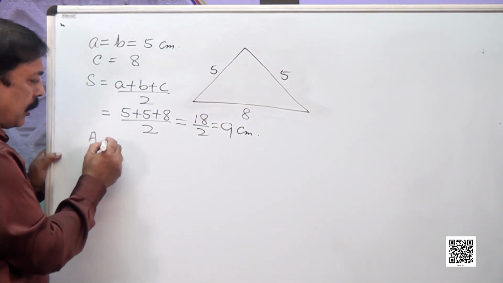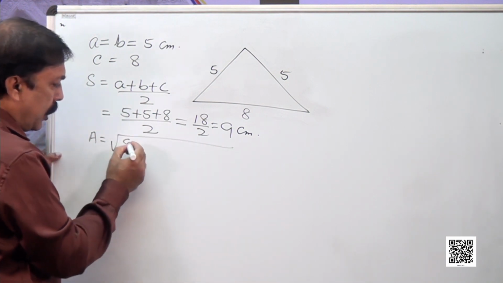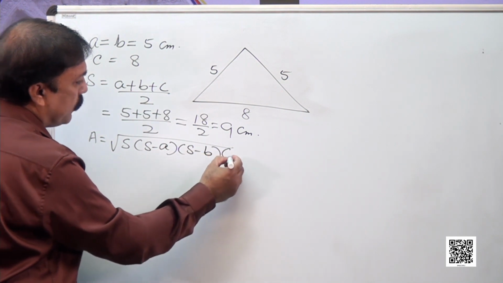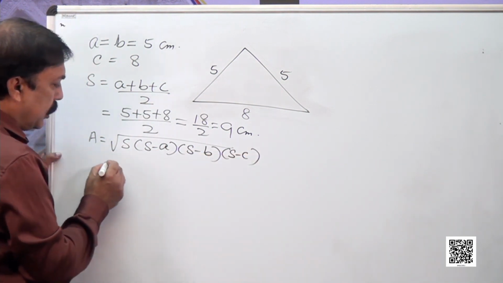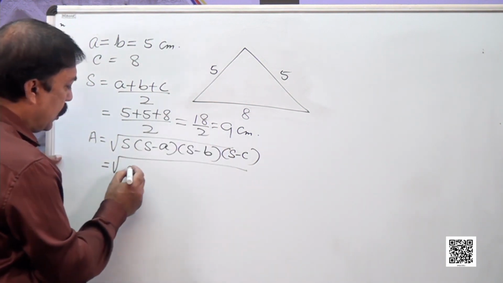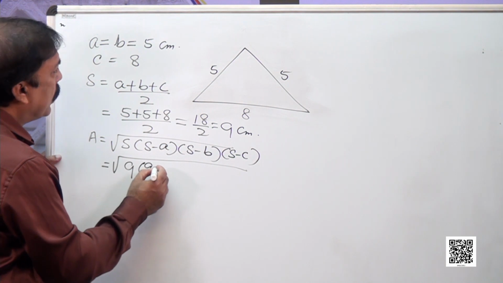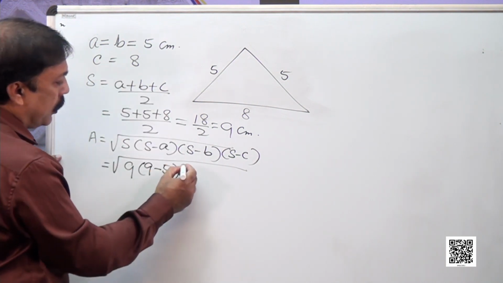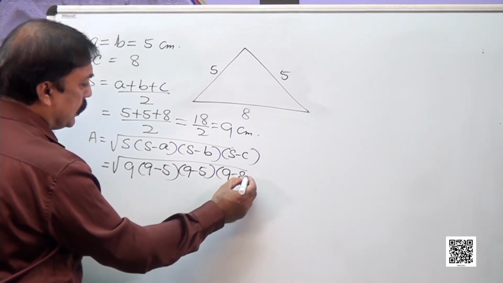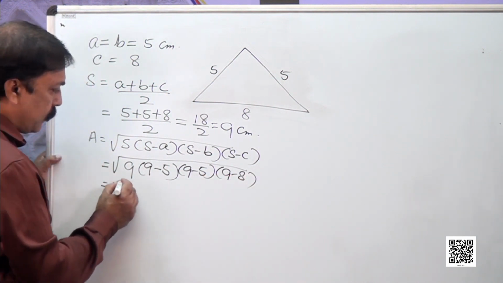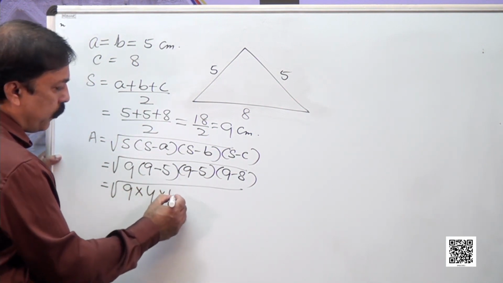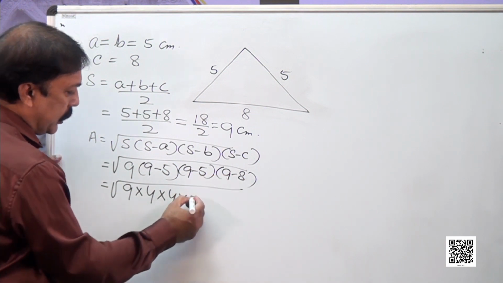And what is the area? Area is square root of S into (S minus A) into (S minus B) into (S minus C), that gives S equal to here 9. So 9 minus 5, again 9 minus 5 and 9 minus 8. This gives square root of 9 into 4 into 4 into 1, since 9 minus 8 is 1.